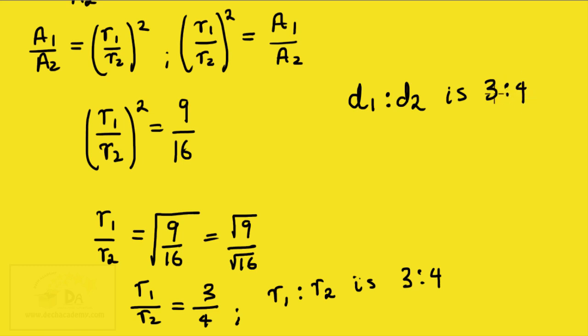So what you could do is just replace R1 over R2 with D1 over D2 here and see if you get the same result. Of course you would, because all we're saying is the ratio of the area of a shape to the area of a similar shape is equal to the ratio of a linear measurement in shape 1 to a corresponding linear measurement in shape 2, all squared. So diameters will have the same ratio as the radii.